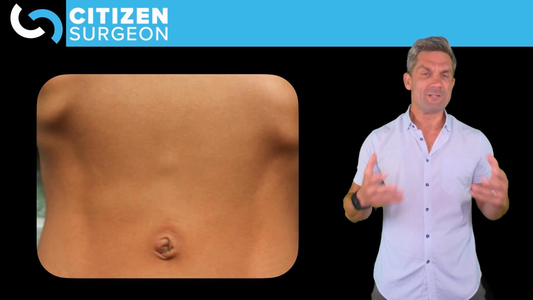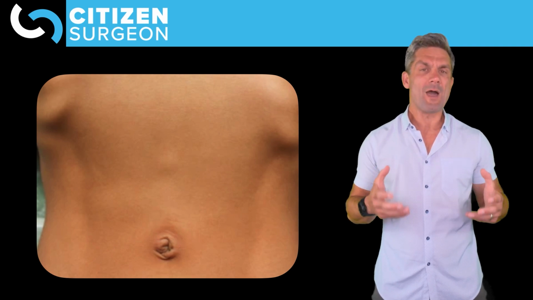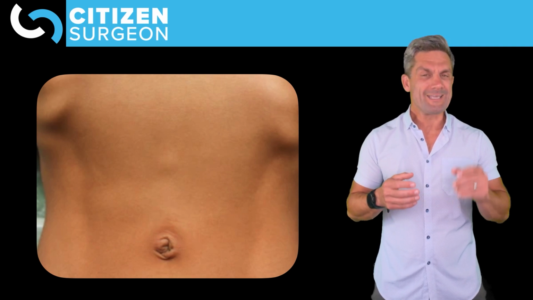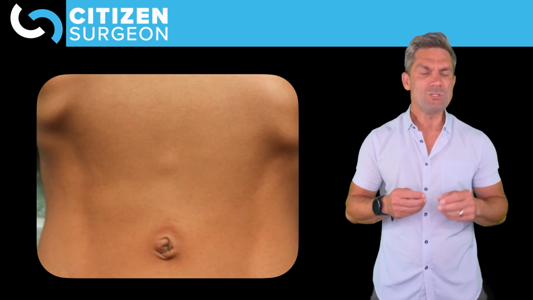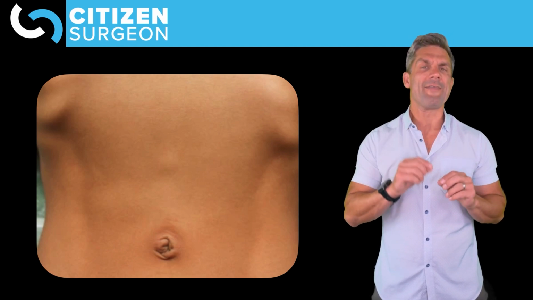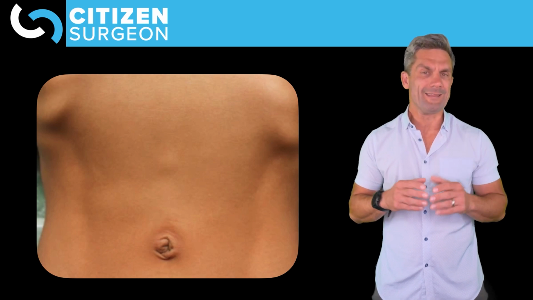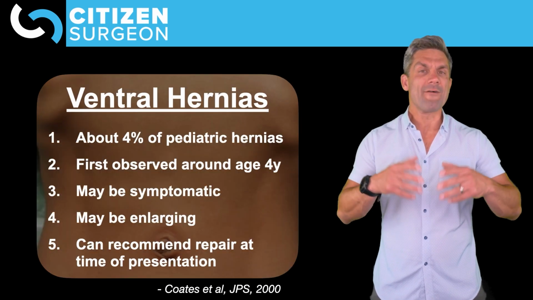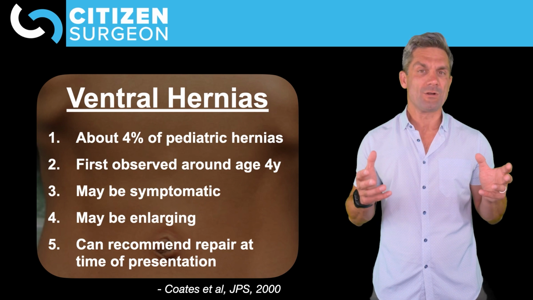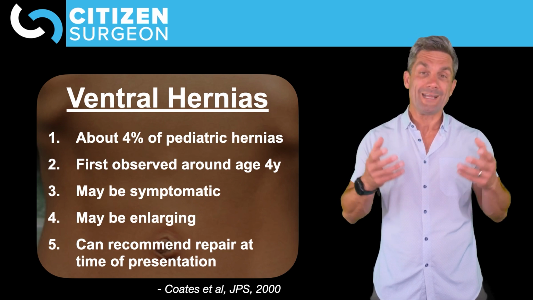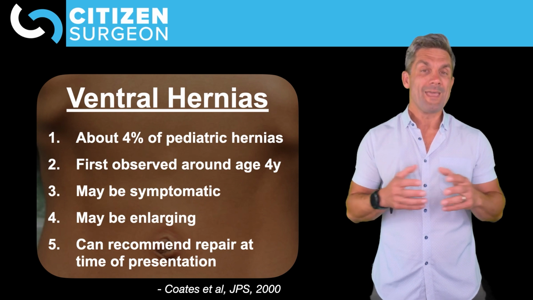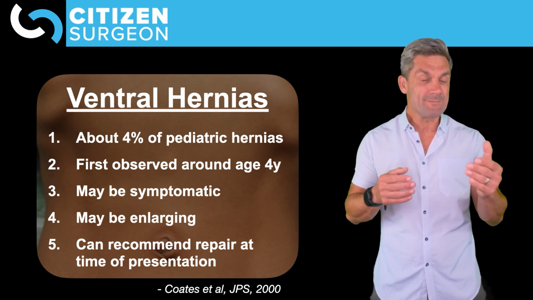Now let's go to ventral hernias. So we talked about what ventral hernias are. So it's a congenital defect in that midline fascia, okay? And usually that's preperitoneal fat that's poking through and creating that lump, all right? Now this is about 4% of all pediatric hernias, so not so common, but as a pediatric surgeon, I see them quite commonly, all right? And this will usually present as an asymptomatic bulge.